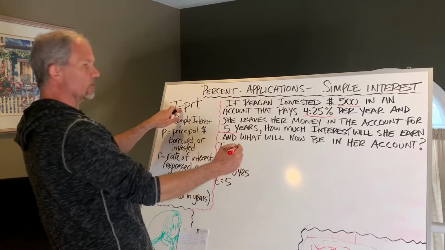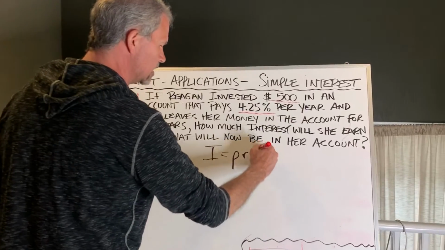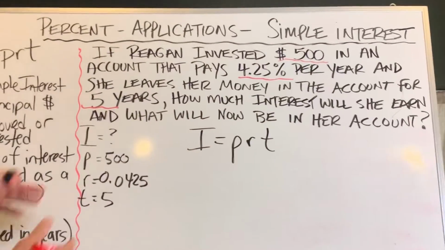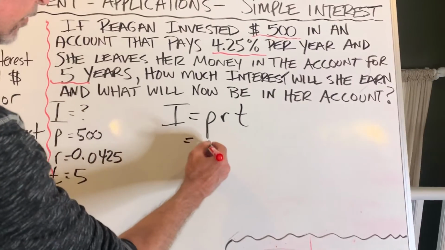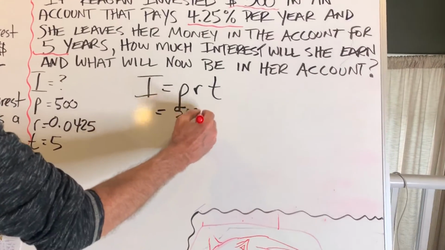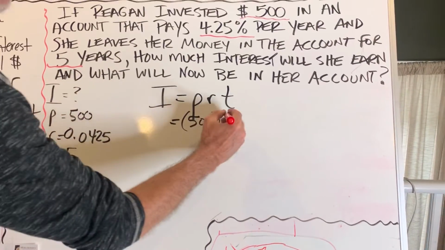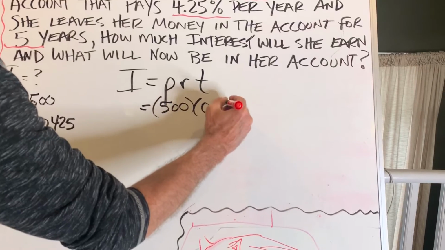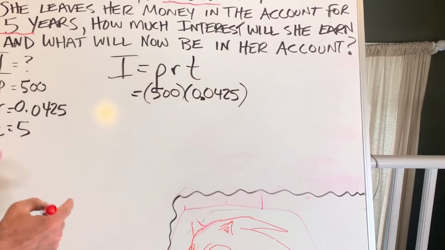So I always follow this, right? Simple interest is principal times rate times time. Now I just sub in my numbers. I have P, so principal, 500. I'm going to put these all in multiplication brackets. Times the rate, 0.0425, make that decimal larger, times the time.